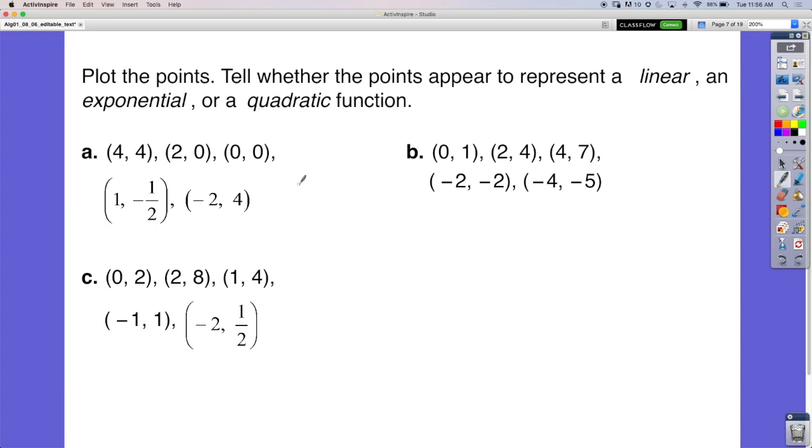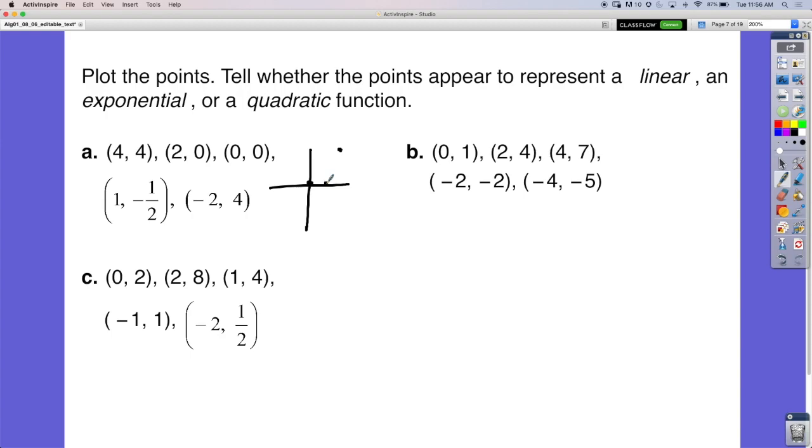It says to plot the points. That's the easiest way, and it's also the longest way. So you're going to have to put on your paper a very quick sketch, and you have to decide which of those three functions it looks like. So (4, 4) is like here, (0, 0) is like here, (2, 0) is like here. Oh, I think that's quadratic.